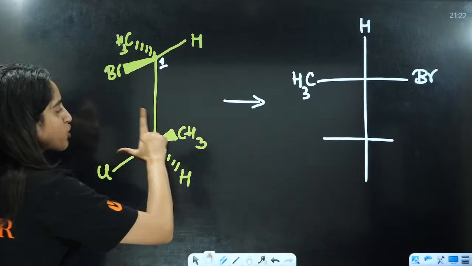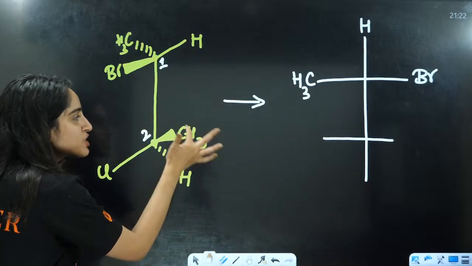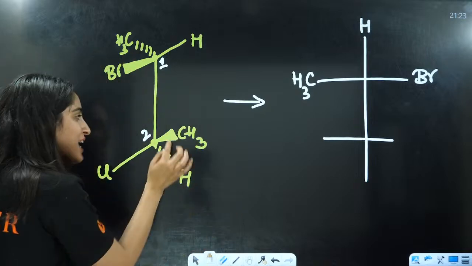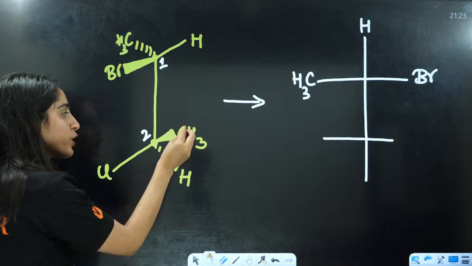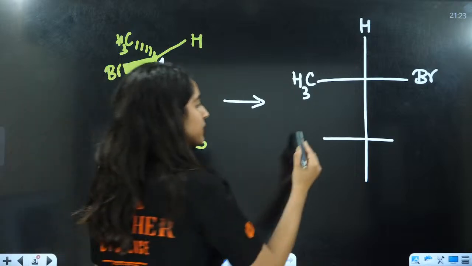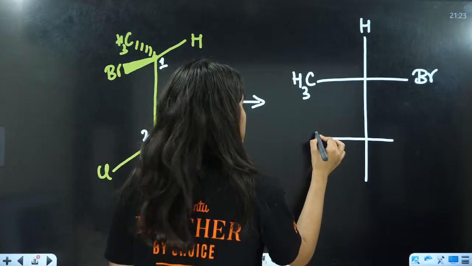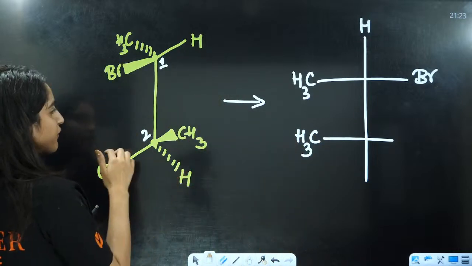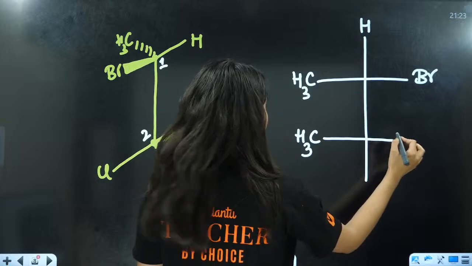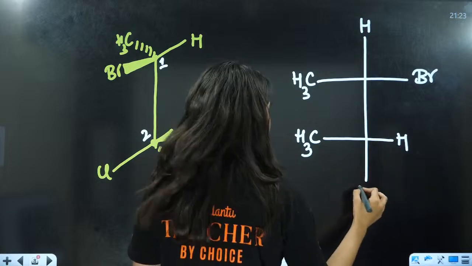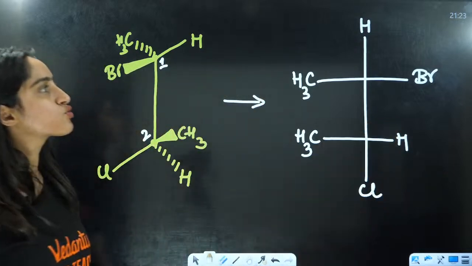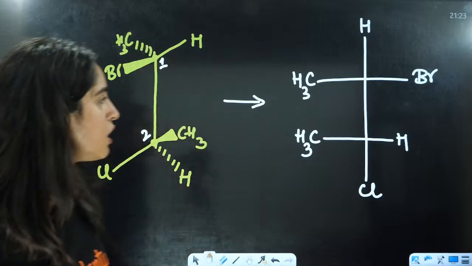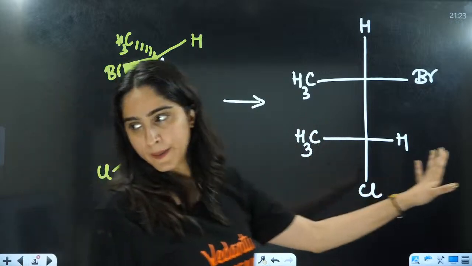Now here the thumb is on the left side. That means the wedge is going to be, wedge means the solid wedge here, okay? Not dash, the solid wedge here. That is going to be on the left side. So keep it here. This will be CH3. The wedge is going to be on the left hand side and this is going to be H. And this is going to be Cl. So this is going to be your final answer for converting this one to this one.